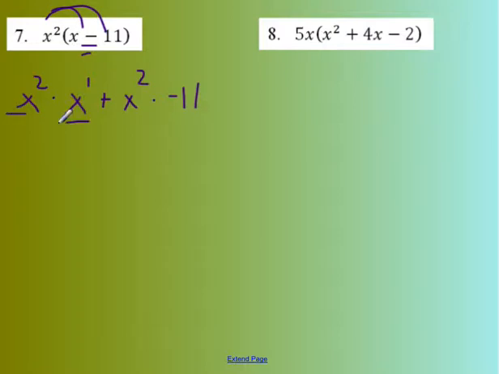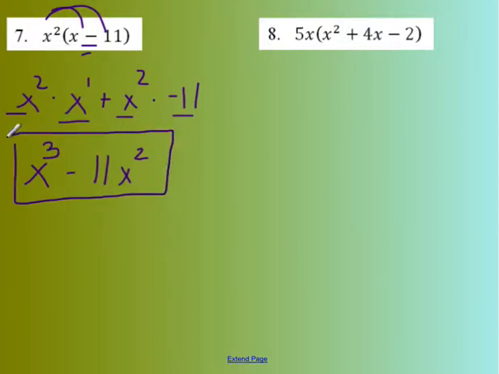Well, x squared times x to the first, add those exponents and you get x cubed. And then negative 11 times x squared is negative 11x squared. Your coefficient always comes before the variable. So we have x cubed minus 11x squared.